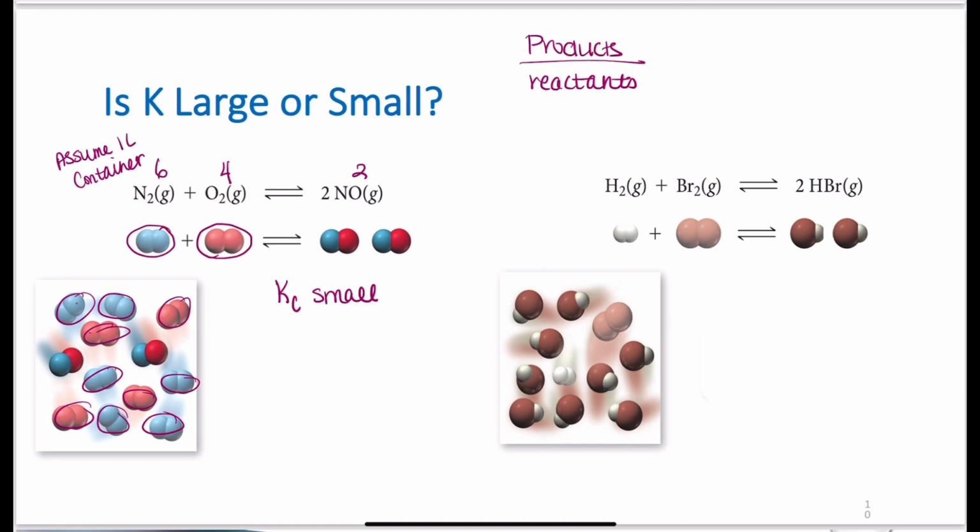H2 and Br2. Here's my H2, I have 1 of them. Br2, I have 1 of them. HBr, 1, 2, 3, 4, 5, 6, 7, 8, and 9. Lots of product formed here. Again, if you want to do this numerically, assume that you have a 1 liter container. Assume each ball represents 1 mole of particles. That would be 9 squared, because if I have 9 moles divided by 1 liter, it's 9 molar for HBr. 9 squared, over 1 times 1 for the H2 and Br2. That is going to be a Kc that is very large.